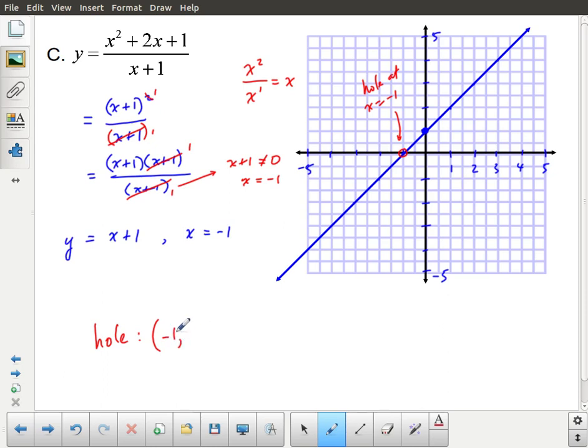But the location of the hole, which is at negative 1, I can take this value of negative 1 and plug it in here, and that tells me the location of the hole, which is at the point negative 1, 0. The point negative 1, 0 doesn't exist on this graph, but the point negative 1, 0 does exist on this grid. There's nothing that says that I can't identify that particular location, and that's what I'm doing here.